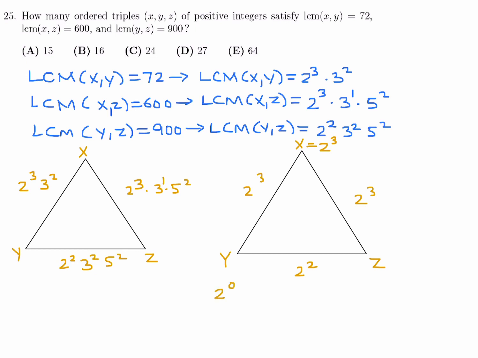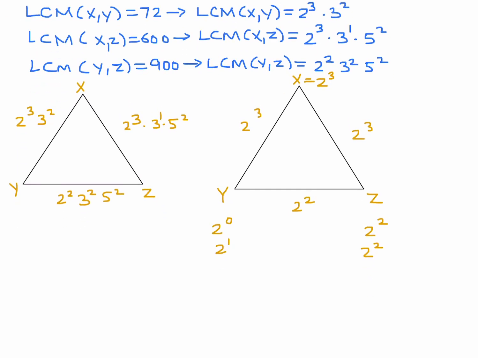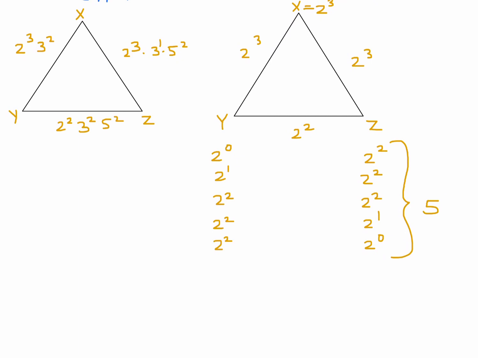It could be 2 to the power of 0 for y and 2 to the power of 2 for z. Or it could be 2 to the power of 1 and 2 to the power of 2. Or it could be 2 to the power of 2 and 2 to the power of 2, 2 to the power of 2 and 2 to the power of 1, or 2 to the power of 2 and 2 to the power of 0. Any of these would satisfy y and z having an LCM of 2 to the power of 2. And as you can see, there's 5 such ways of creating y and z. All right, so now that's pretty good. Let's move on to the next one.